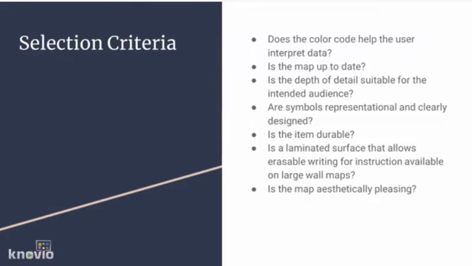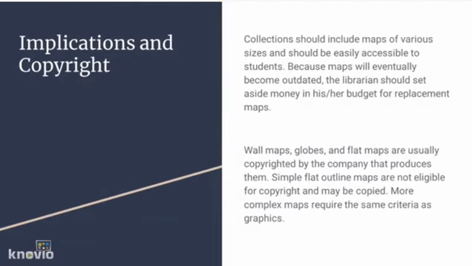Are symbols representational and clearly designed? Is the item durable? Is a laminated surface that allows erasable writing for instruction available on the large wall maps? And is the map aesthetically pleasing? Collection should include maps of various sizes and should be easily accessible to students. Because maps will eventually become outdated, the librarian should set aside money in his or her budget for replacement maps.